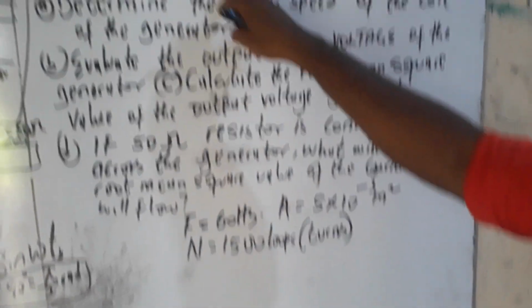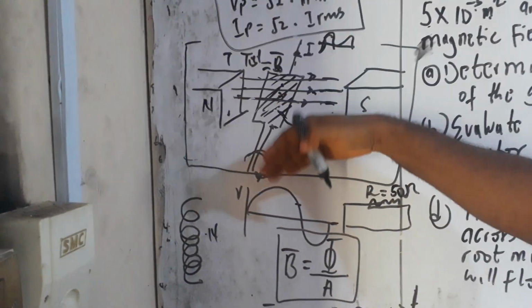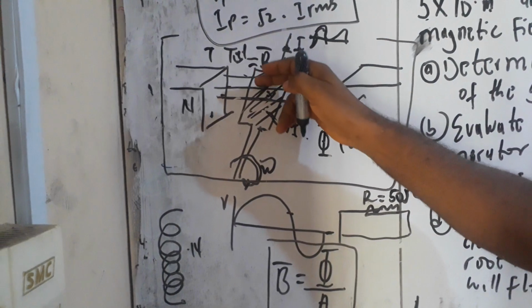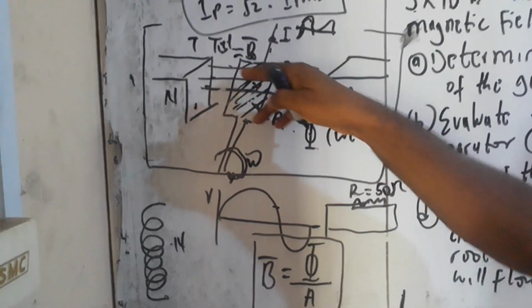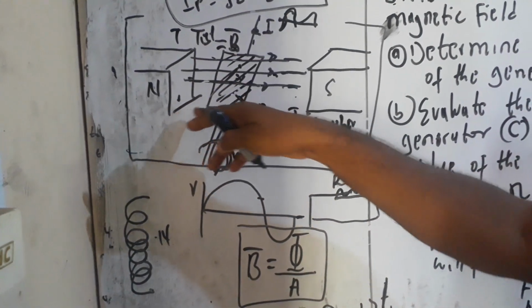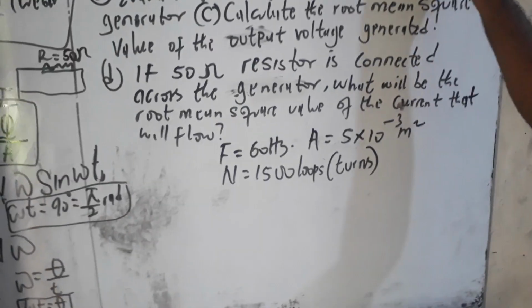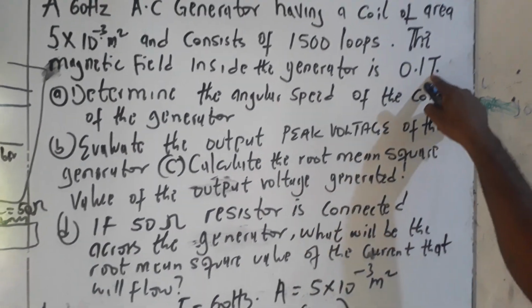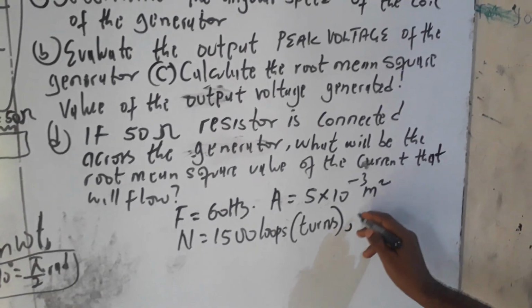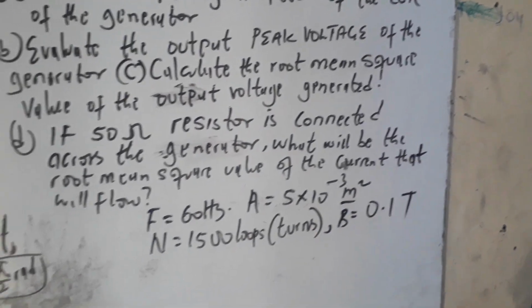Now the magnetic field inside the generator is 0.1 Tesla. It is talking about the amount of magnetic force that can be experienced within this space, which is magnetic field B. In this question, the magnetic field B is given as 0.1 Tesla. This T stands for Tesla. So magnetic field B is given as 0.1 Tesla.